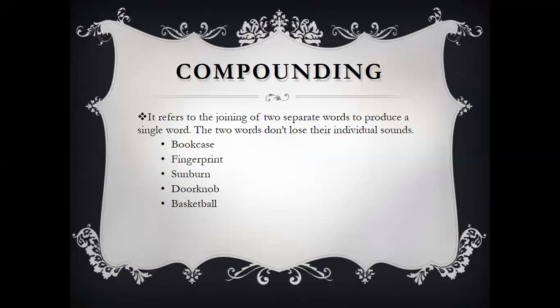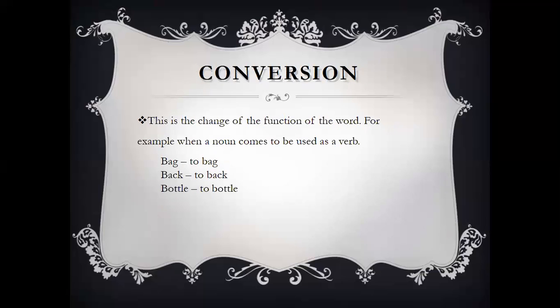Compounding or word composition. It refers to the joining of two separate words to produce a single word. The two words don't lose their individual sounds. For example, bookcase. This compound word consists of two separate words, book and case. Fingerprint, sunburn, doorknob, basketball, cardboard, snowball, football, and so on.